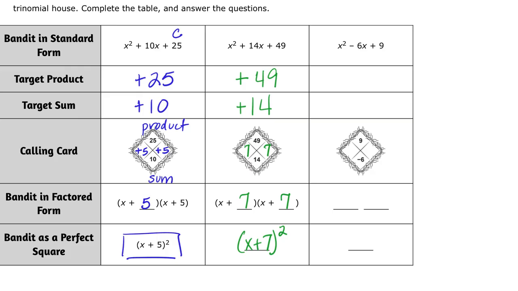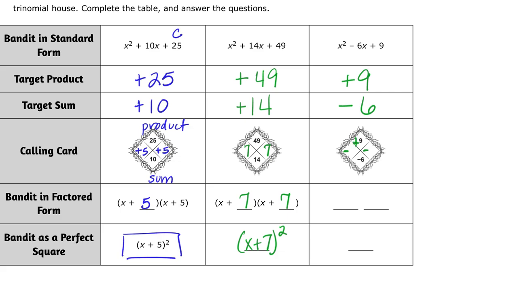All right, for the last one here, again, we have a product of positive 9. This time our sum is a negative 6. So let's see what happens. Can we make this happen? It looks like they both have to be negative, right? Because we have a positive product but a negative sum.